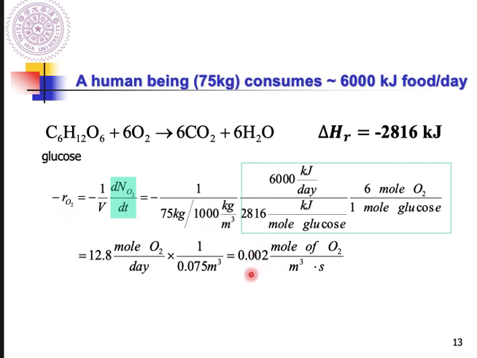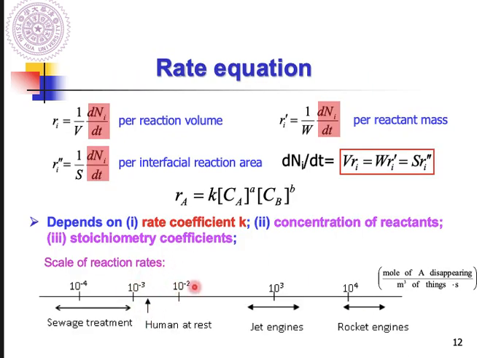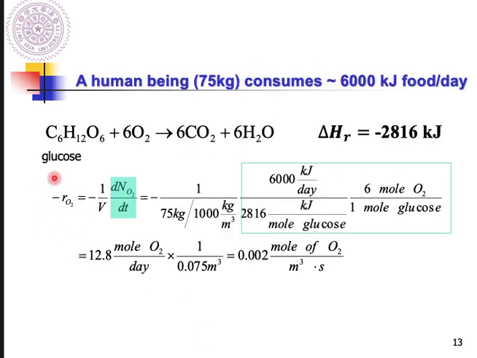And the order is 10 to the minus 3 moles per second per cubic meter. And don't forget the minus means the consumption rate. If you use a plus, it will be the generation rate. Okay, so the order is actually similar to what we talked about in the previous slide. So we use the consumption rate of oxygen to show you the reaction rate for this chemical equation, right?